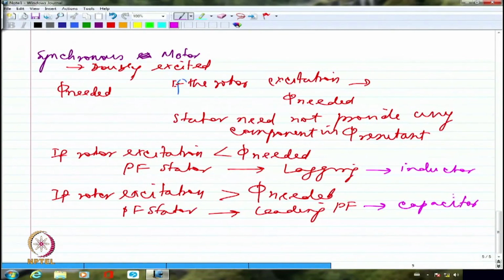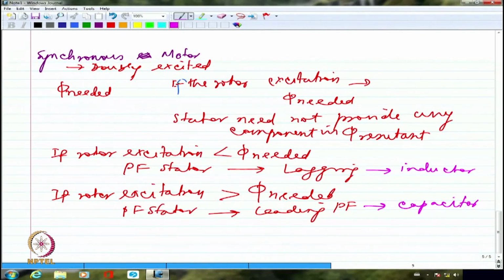Which tells me that I will be able to control the power factor on the stator side of a synchronous motor by adjusting the DC excitation. So the DC excitation is going to allow me to adjust the power factor of the stator side of a synchronous machine, unlike what I had in the case of an induction machine. In an induction machine, no matter what, I need the magnetizing current. There is no other source of the magnetizing current or flux.